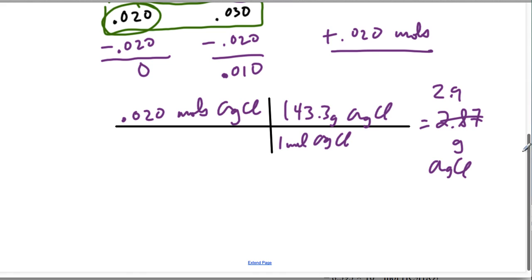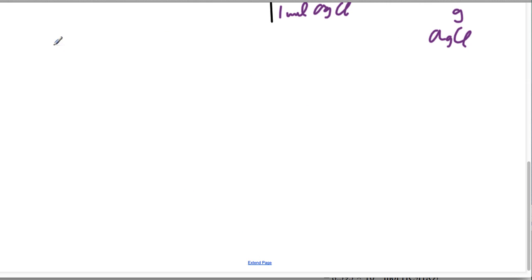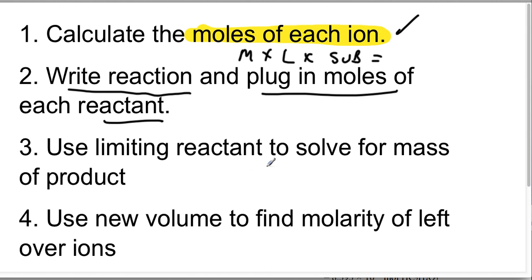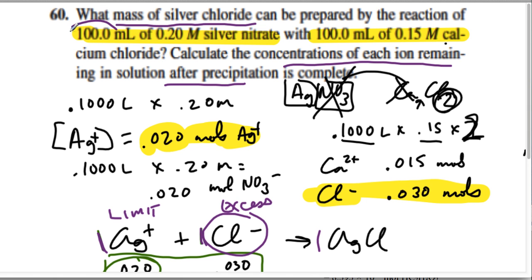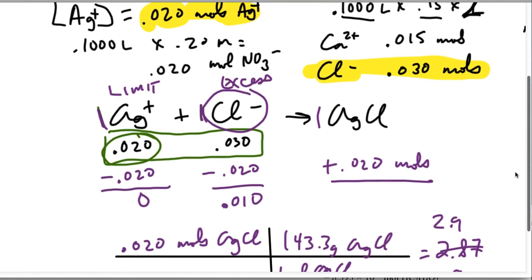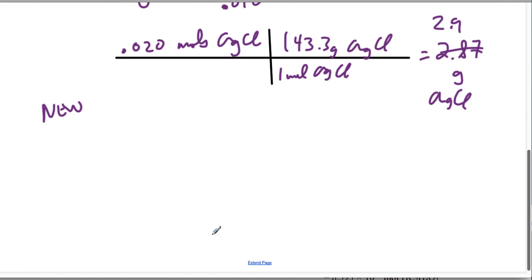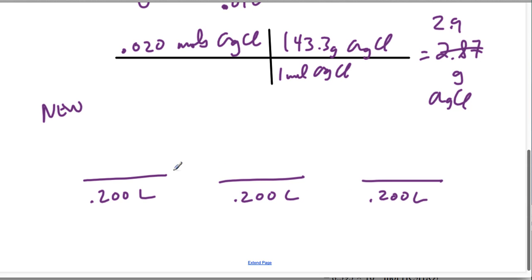So that's my mass. The last question in the gravimetric analysis is the new ion concentrations. Remember this. We use limiting reactant to solve for mass of the product. We used moles to do that. Use new volume. Remember, in gravimetric analysis, you're adding two things, 100 and 100 milliliters. So when I go to do this, I am going to take my new volume, which is 0.200 liters. I'm going to have to do it 3 times, one for each ion. So I'm doing molarity 3 times. So my new volume is 100 milliliters plus 100 milliliters on the bottom.